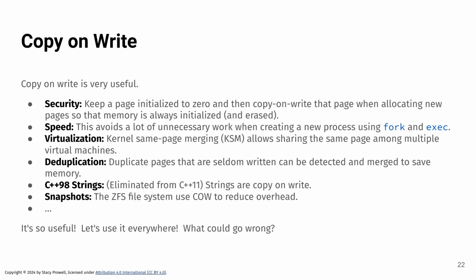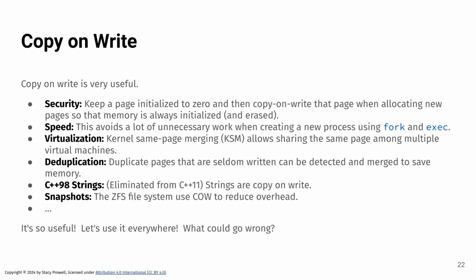Virtualization. The kernel can use same page merging, which allows sharing the same page among multiple virtual machines. And when virtual machine X wants to write to that page, at that point we make a copy. So we can dramatically reduce the memory pressure of running many virtual machines by using copy on write. If we could find duplicate pages, we can deduplicate, we can merge them, and that would be a potential savings in memory. It's a little harder, it takes a lot of work, but you could do it.